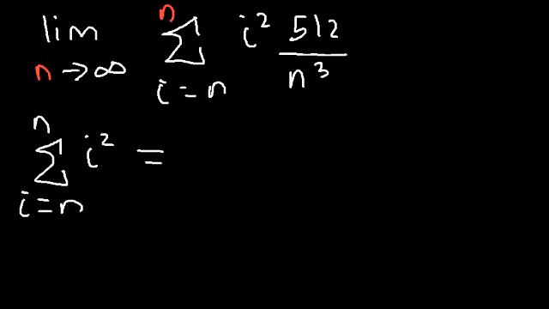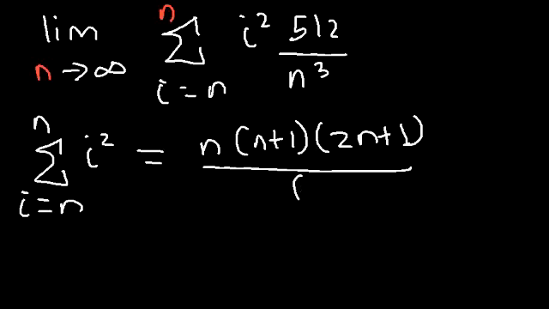And that's equal to n times n plus 1 times 2n plus 1 divided by 6. So let's talk about how to use that expression. Let's say we want to find the sum starting from 1 (this is not supposed to be n, that's supposed to be a 1), stopping at 5 for i squared.